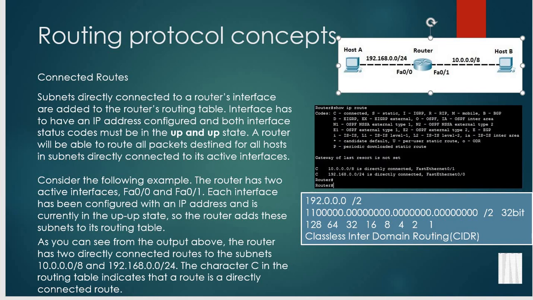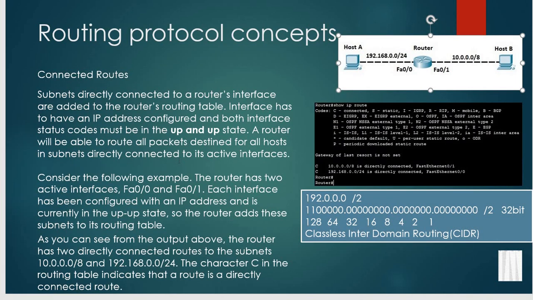Routers will be able to route all packets destined to all hosts in the subnet directly connected to its active interfaces. Consider the following example using this picture. Based on this picture, the router has two active interfaces, FastEthernet 0/0 and FastEthernet 0/1. Its interfaces are configured with IP addresses and are currently in the up and up state, so the router adds these subnets to its routing table. It adds the routing information here.